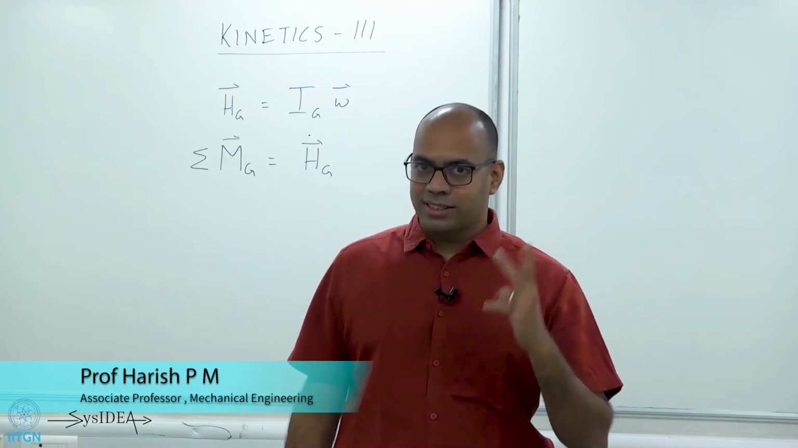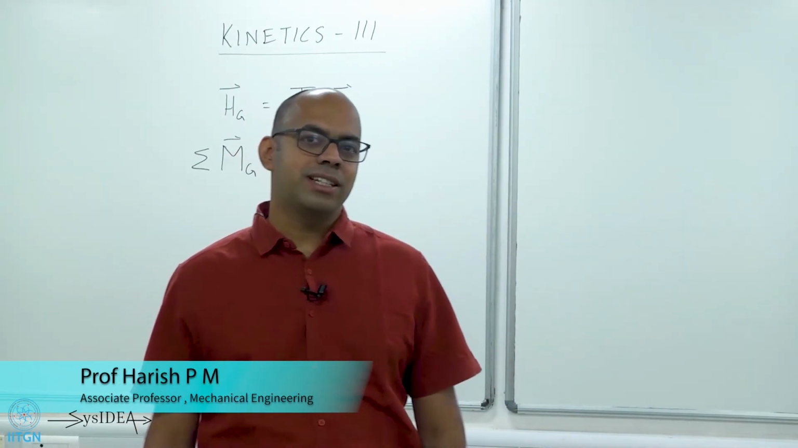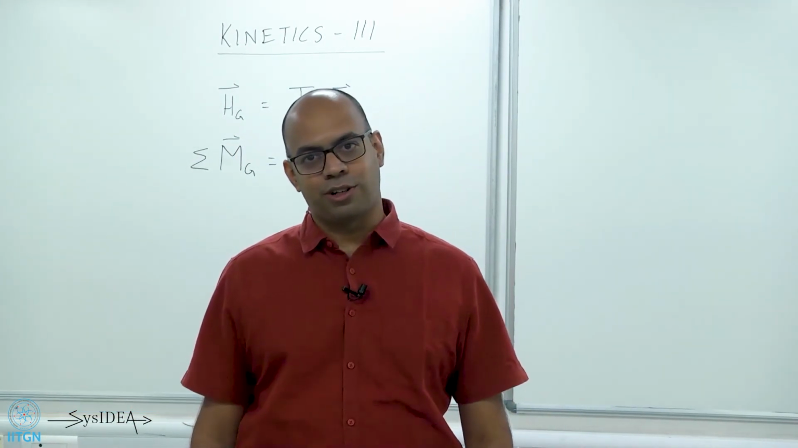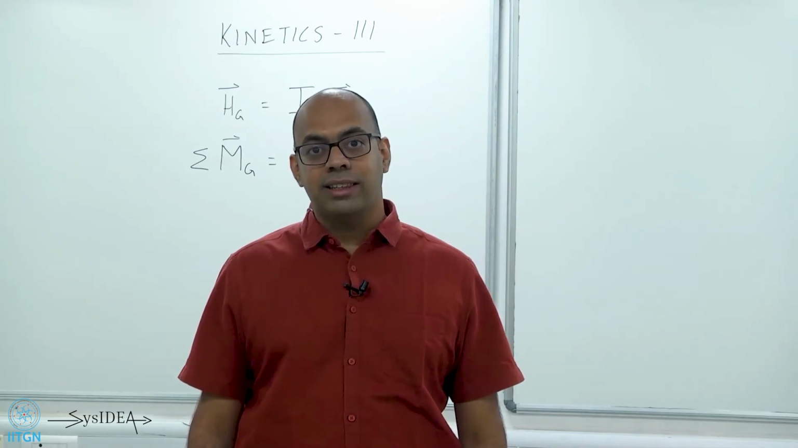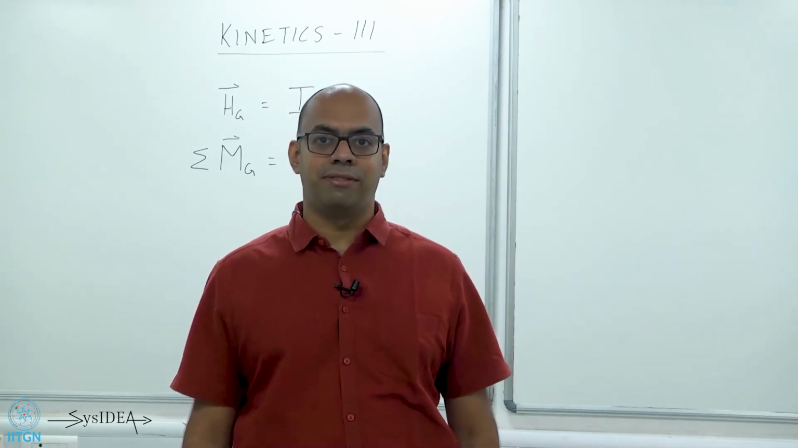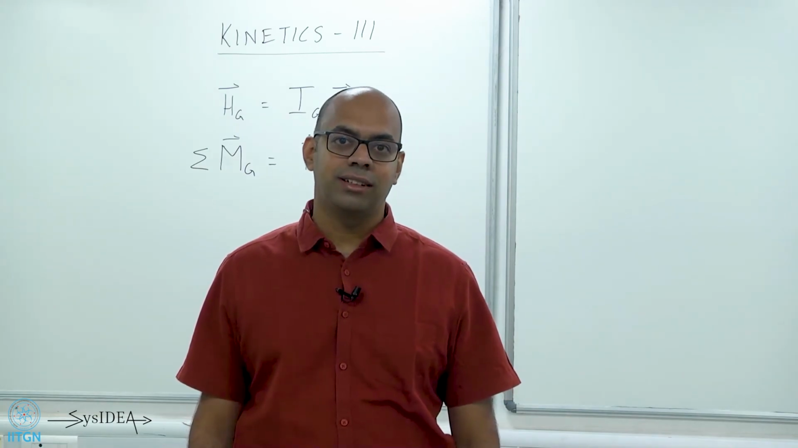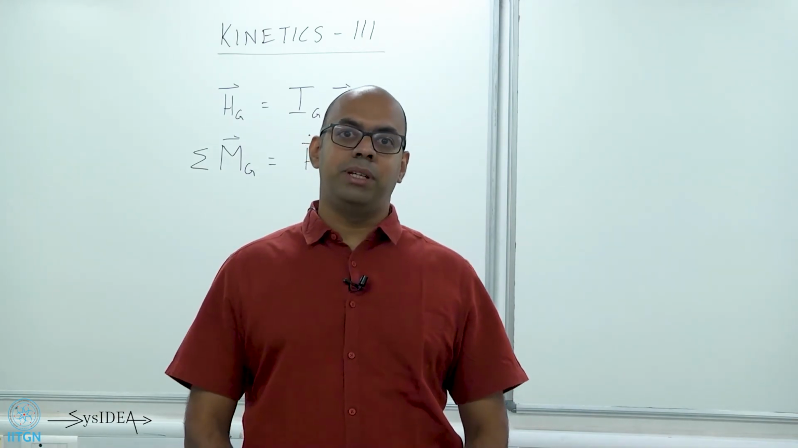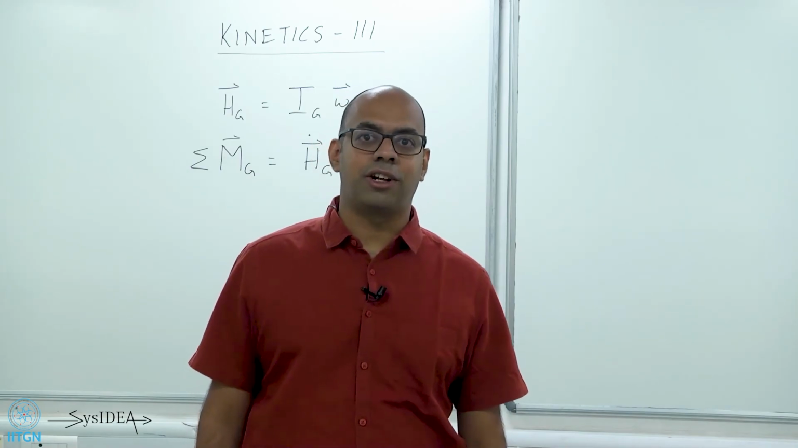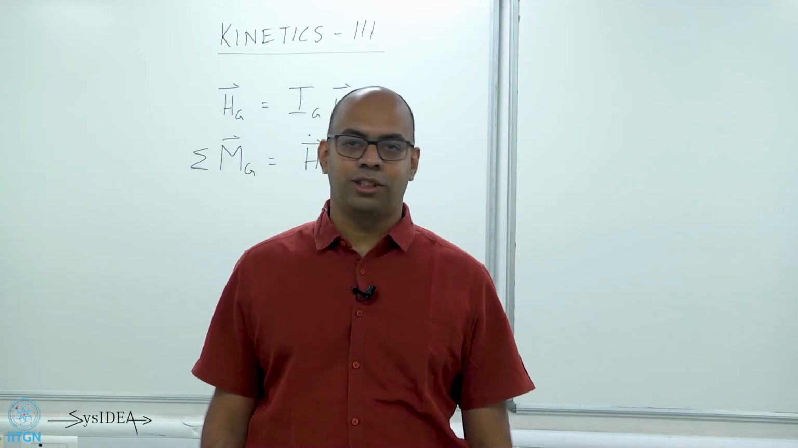Let's start with two questions. The first question is, if a rigid body is rotating, do you think the angular velocity vector and the angular momentum vector have to be collinear? Can there be a situation where they are not aligned with each other? So that is the first question.